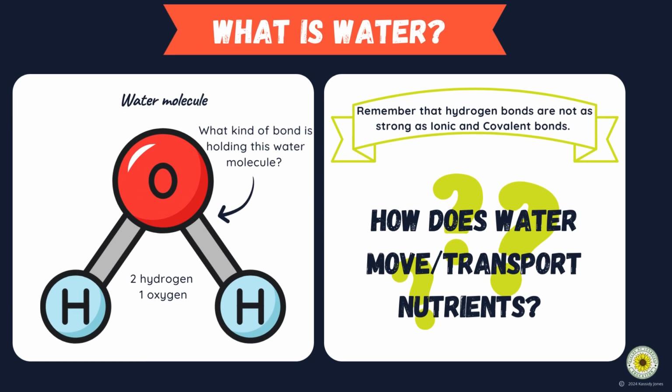As you can see on your left, that is what a water molecule looks like. You have two hydrogen atoms and one oxygen atom, and you can see that they are held together with bonds. So what kind of bond is holding this water molecule together? If you guessed covalent bonds, you are absolutely correct. A water molecule is held together with covalent bonds.